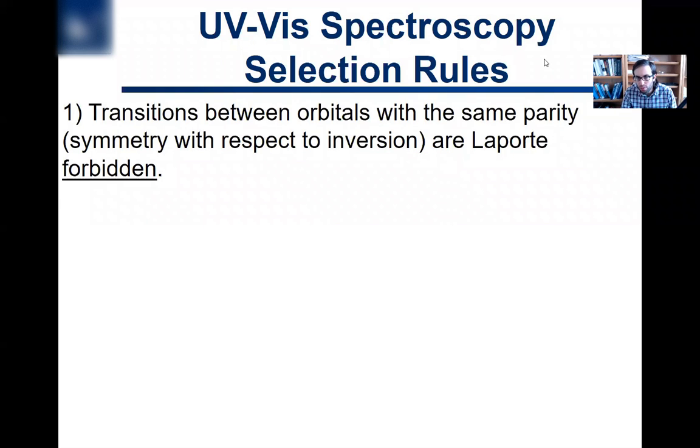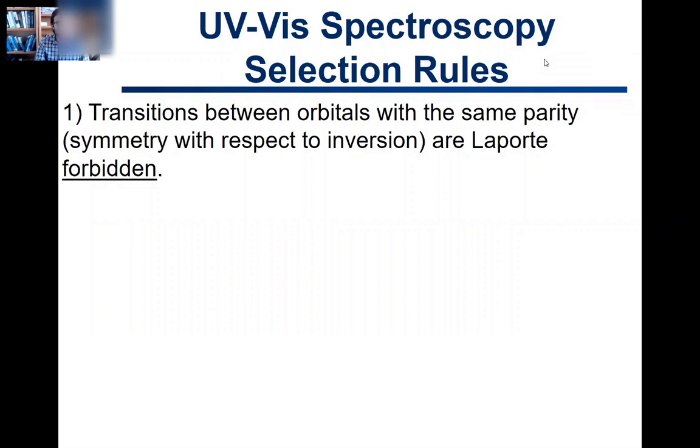All right, so in this video, we're going to talk about the selection rules of UV visible spectroscopy. And so the first is called the Laporte rule. This says that transitions between orbitals with the same parity, meaning the symmetry with respect to inversion, are Laporte forbidden.